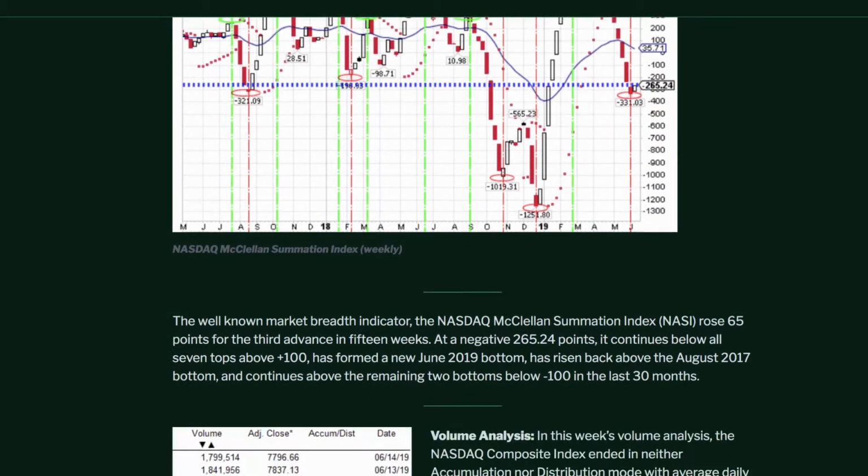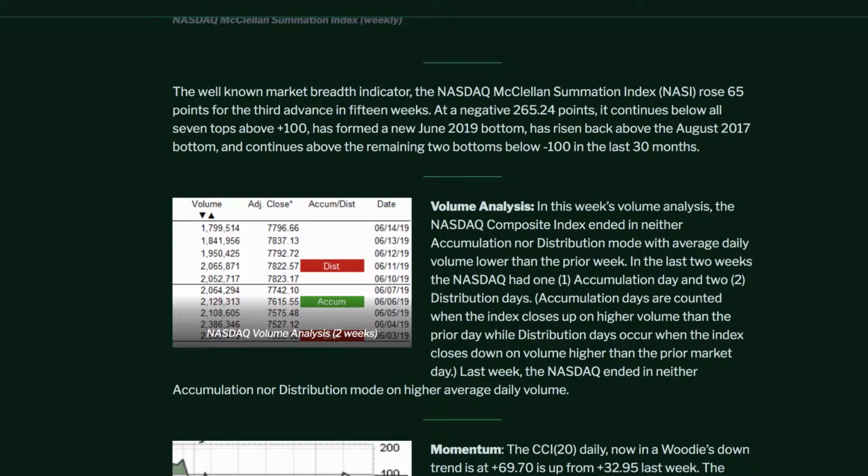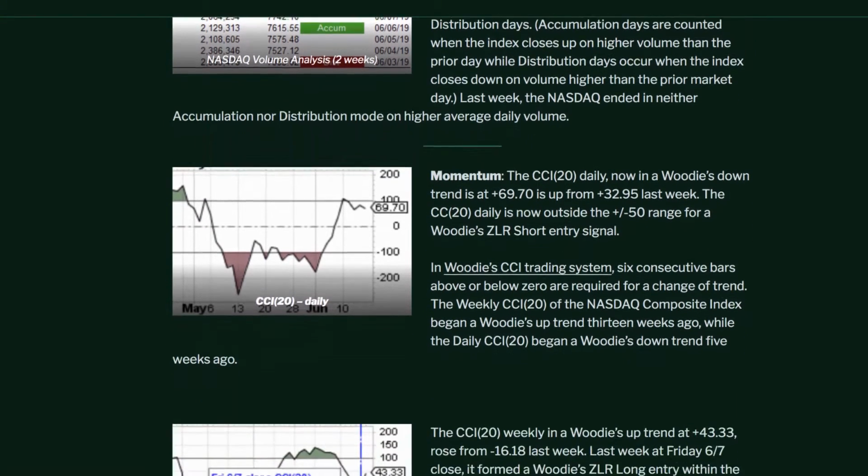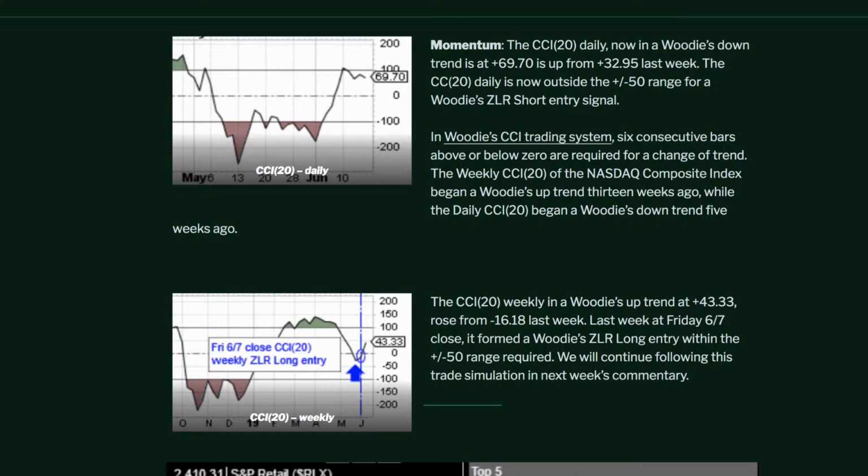Volume analysis. In this week's volume analysis, the Nasdaq Composite Index ended in neither accumulation nor distribution mode, with average daily volume lower than the prior week. In the last 2 weeks, the Nasdaq had 1 accumulation day and 2 distribution days. Accumulation days are counted when the index closes up on higher volume than the prior market day, while distribution days occur when the index closes down on volume higher than the prior market day. Last week, the Nasdaq ended in neither accumulation nor distribution mode on higher average daily volume.